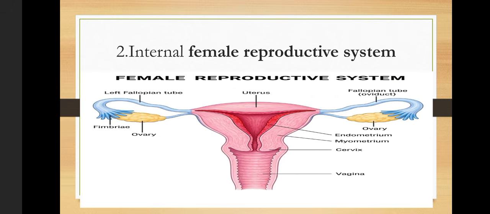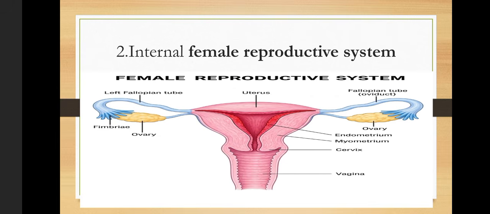Then above the cervix, we have the uterus. The uterus has two walls. We have the innermost wall that is reddish in color. That innermost wall, we normally call it the endometrium. Then we have the outer wall that we are calling the myometrium.